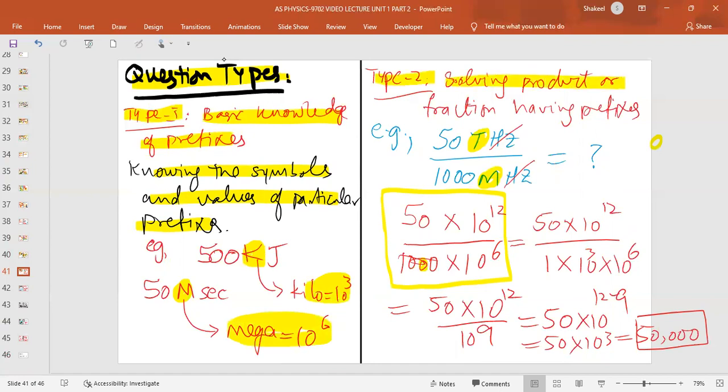Type 2, solving products of fractions having prefixes. So let's say 50 terahertz over 1000 megahertz. So you have to solve that. Tera is 10 power 12 and mega is 10 power 6. So just insert the value, simplify it until you get the answer. So that is equivalent to 50,000. So it's just putting the value of prefixes and simplifying them.